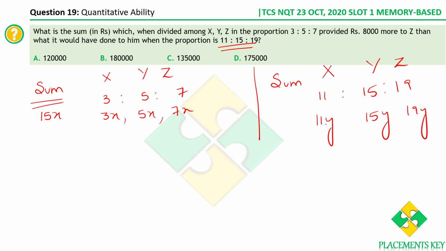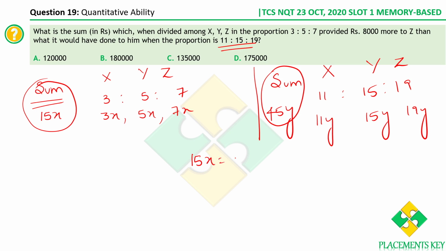Now what is the total sum? 11 plus 19 is 30, 30 plus 15 is 45y. The total sum that is distributed is 45y. We know that the same sum is distributed. Think about it: you are giving the same sum in different ratios. The sum always remains the same. Therefore we can equate 15x and 45y. I hope this is clear. x is equal to 3y.